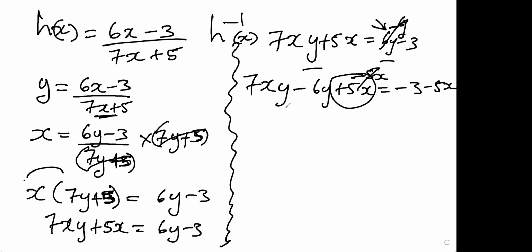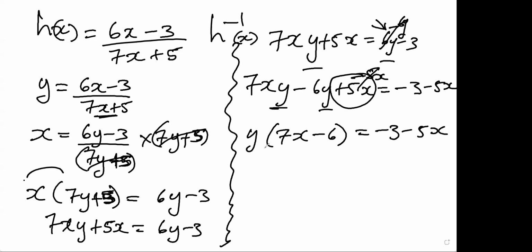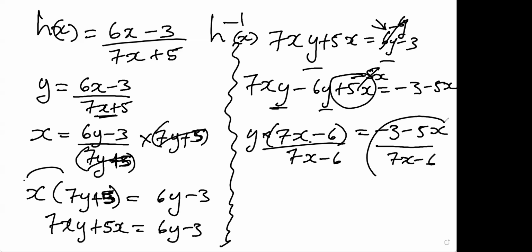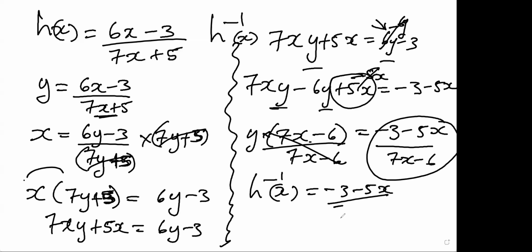Cool. Now we factor out the y, because remember the objective, we want to get y by itself. So that's y times 7x minus 6 equals minus 3 minus 5x. And the final step, we call this a times by y, we do the opposite. Bracket means times, right? Which is to divide. So that's the inverse of h. Final answer. And you get your 4 marks.